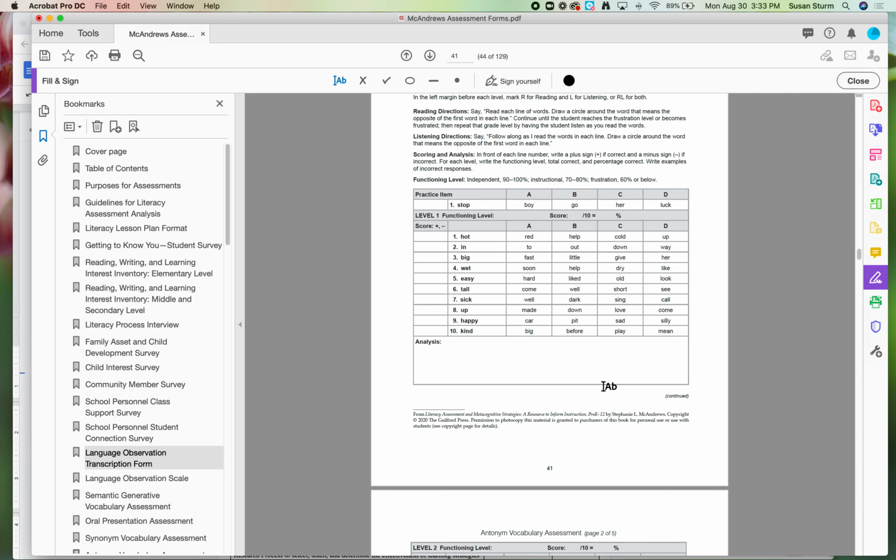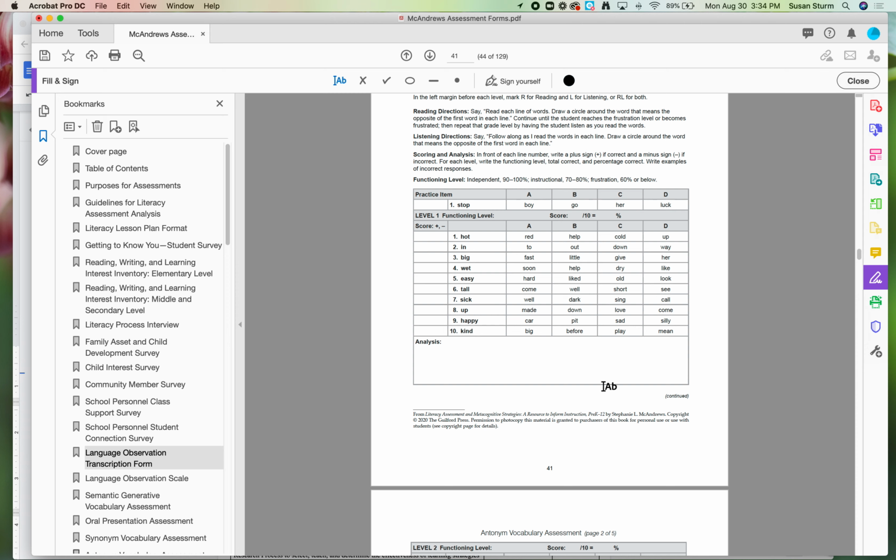The highest grade level at which the student scores 70% is considered the student's reading or listening vocabulary, depending on which one you gave. So if they've got a 70 or above on the highest one, that's considered their reading or listening vocabulary level.